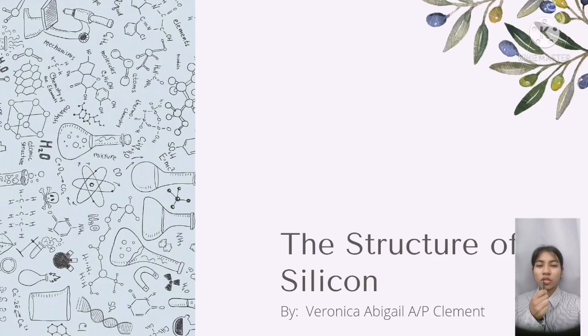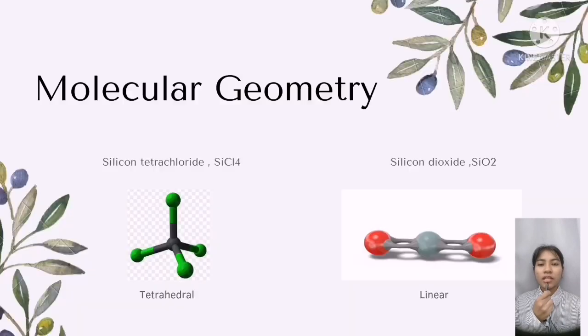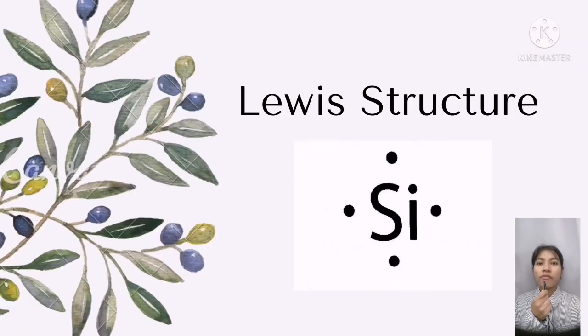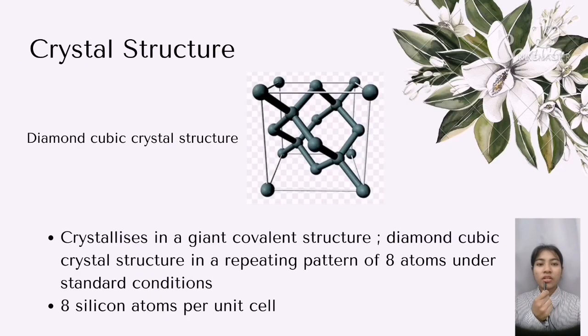Moving on to the structure of the silicon element. These are the molecular geometries for 2 silicon compounds, which are silicon dioxide and silicon tetrachloride. Next, this is the Lewis structure for the silicon element. Silicon crystallizes in a giant covalent structure, which is the diamond cubic crystal structure, in a repeating pattern of 8 atoms under standard conditions. There are a total of 8 silicon atoms per unit cell.